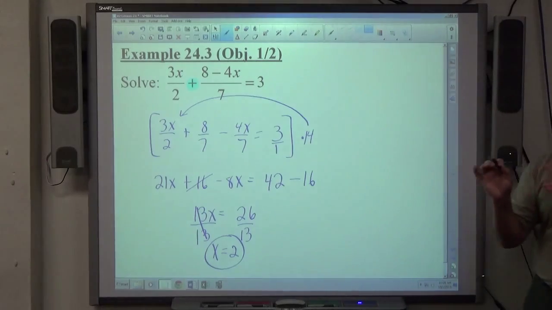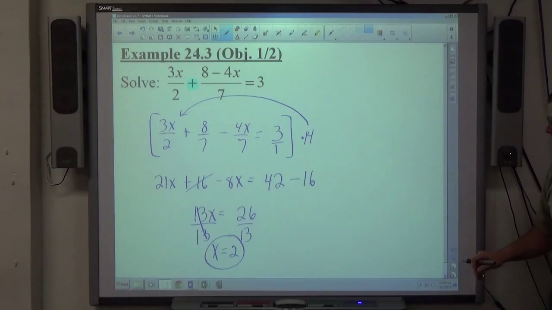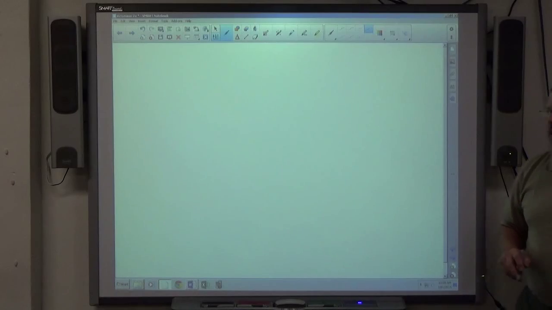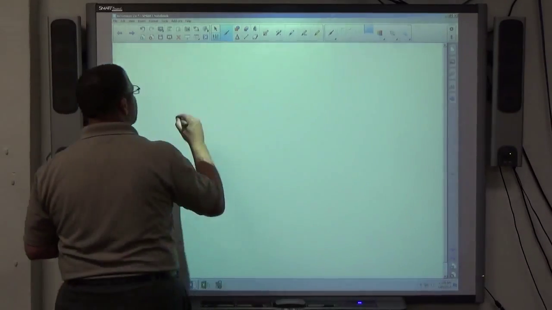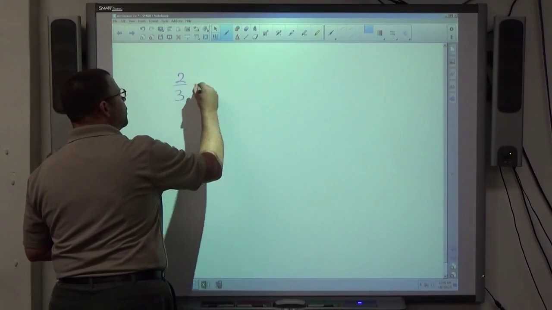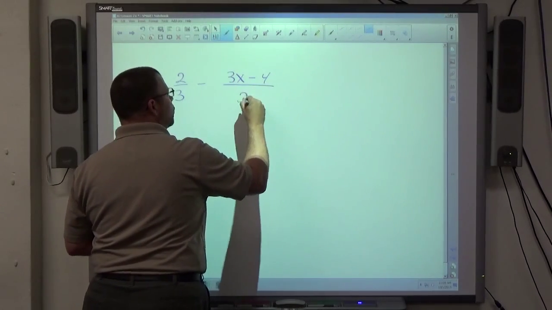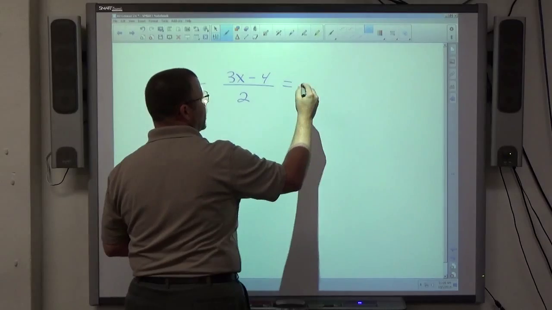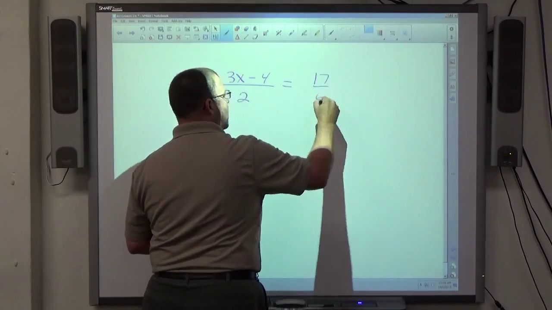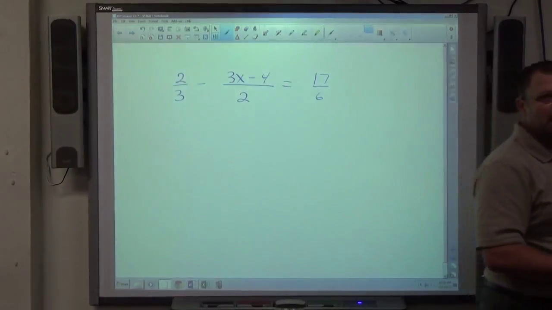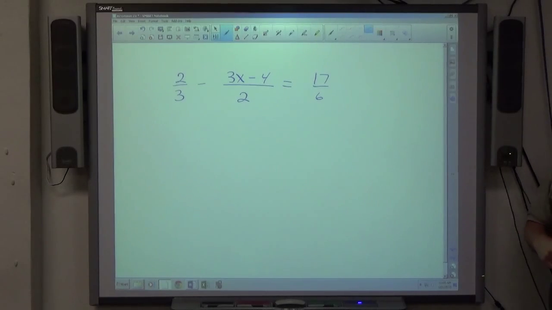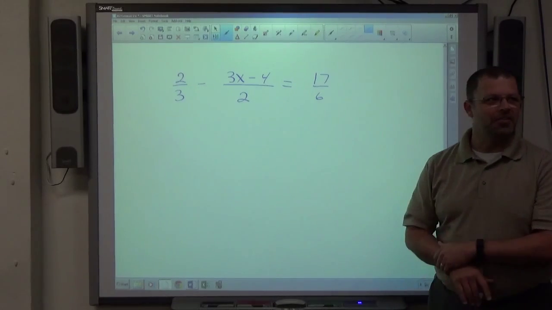And just so I can be a little bit better teacher than I was last year, because I always like to try and improve, let me throw one up here with that situation. So let's say I have 2/3 minus (3x minus 4) over 2 equals, let's say, 17/6. Let's say we get that problem. By the way, this is probably going to be a fraction, because I didn't think very much about that. So, whatever we get, we get.